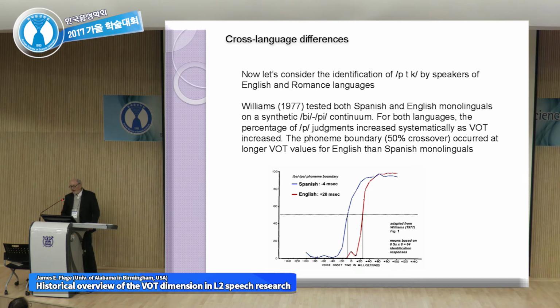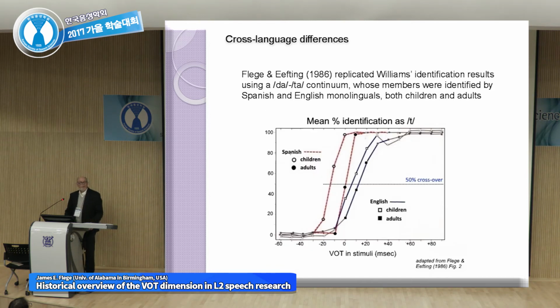Now let's consider the identification of stops by speakers of English and Romance languages. Williams, in a really lovely Harvard dissertation, tested both Spanish and English monolinguals on a synthetic B to P continuum. For both languages, the percentage of P judgments increased systematically as VOT increased. You've seen these many times before. The phoneme boundary occurred at longer VOT values for English than Spanish monolinguals. In '86, we replicated these findings using a da to ta continuum whose members were identified by Spanish and English monolinguals, both children and adults.